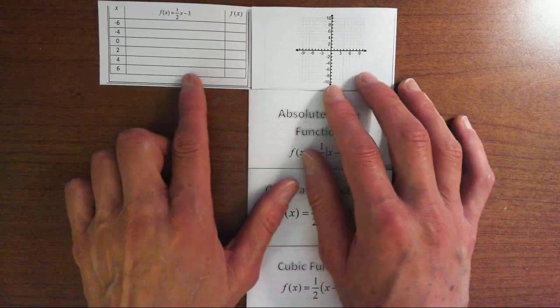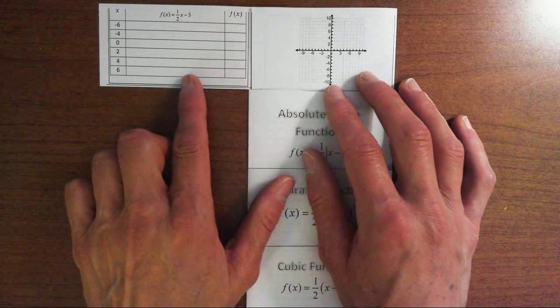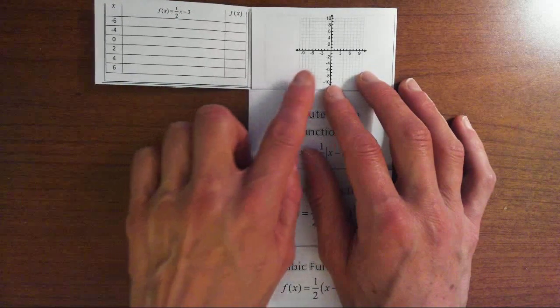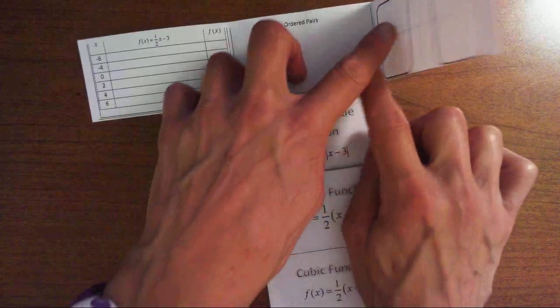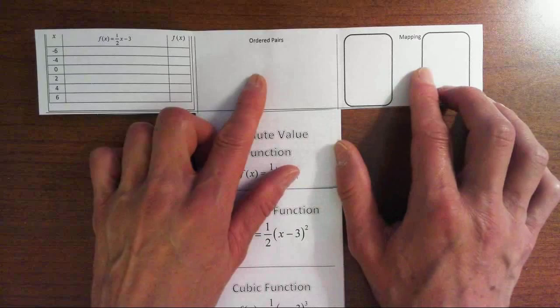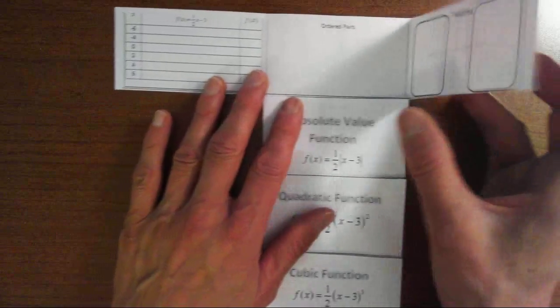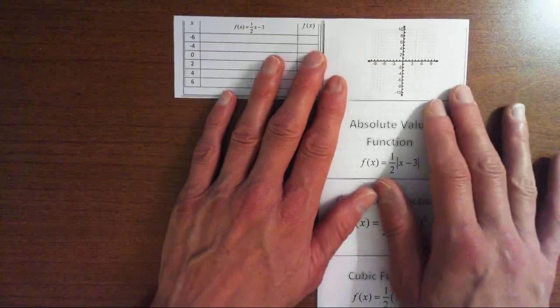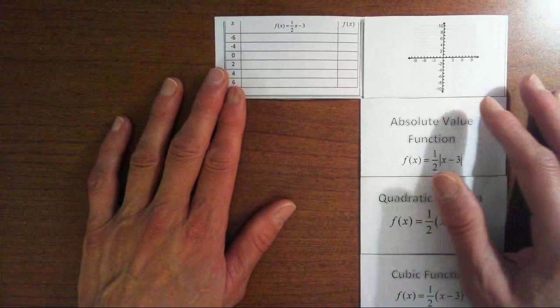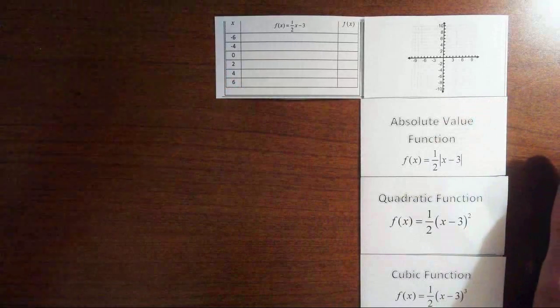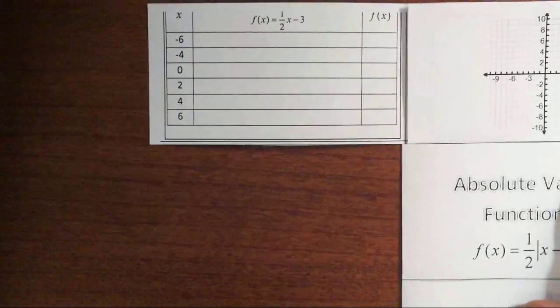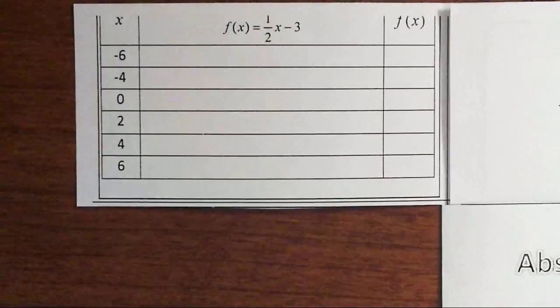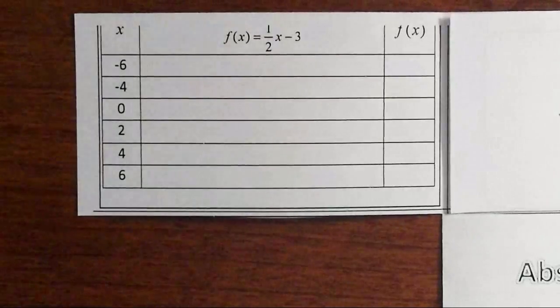So when we open it up, we see on the left we have a table of values. We have our function graph. And then inside we have ordered pairs and mapping. So the first thing, let's just start with looking at our function here. I'm going to get closer, zoom in, so we can see this a little bit better.